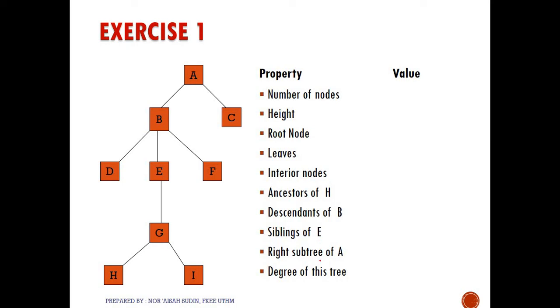What about the right subtree of A? B and its children and grandchildren are the left subtree of A, whereas C is the right subtree of A. So the answer is C.